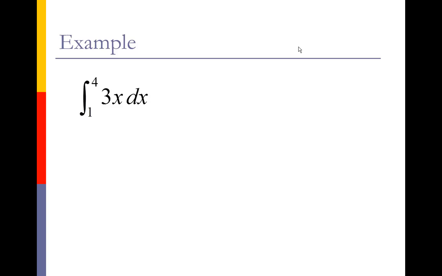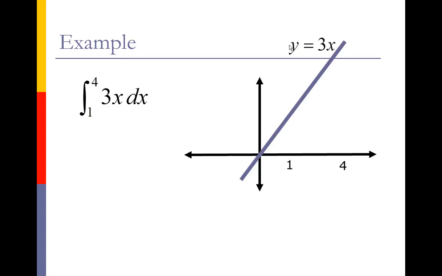I've got the integral between 1 and 4 of 3x dx. So that's what we're going to do. Now, what does it mean graphically? I've got the graph here of the line y equals 3x. I've got on my x-axis, I marked 1, I marked 4. Basically, what we're looking to calculate is that area between the graph and the x-axis. Okay, so between 1 and 4, that's what we're looking at.